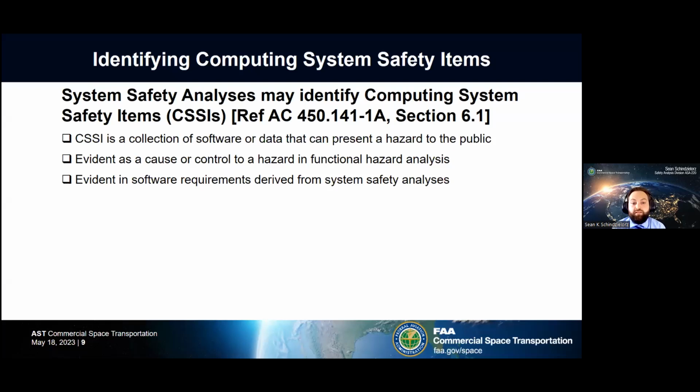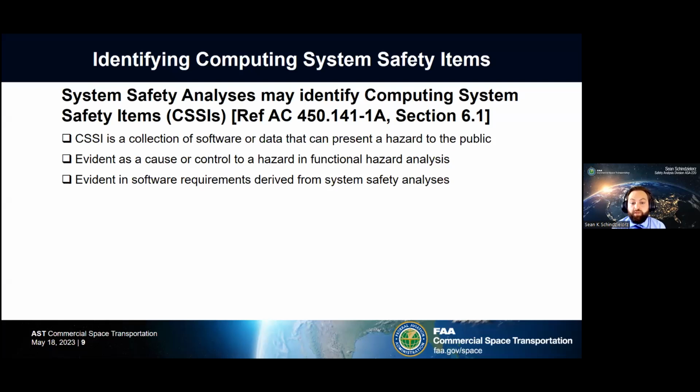Identification of CSSIs is an extremely important step in the process of demonstrating compliance with 450.141. As discussed earlier, a CSSI is a collection of software data that can present a hazard to the public by some mechanism. They become evident as a cause or mitigation of a hazard. They may be identified in the functional hazard analysis. That's the place they are most often identified.